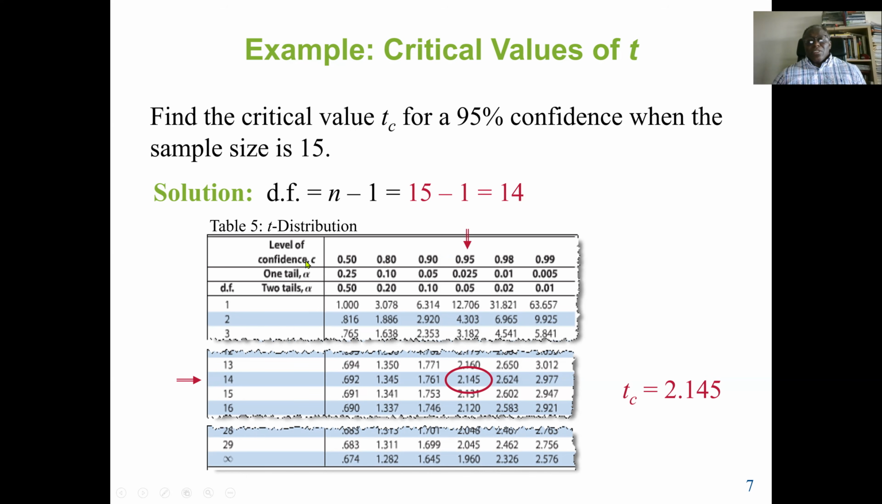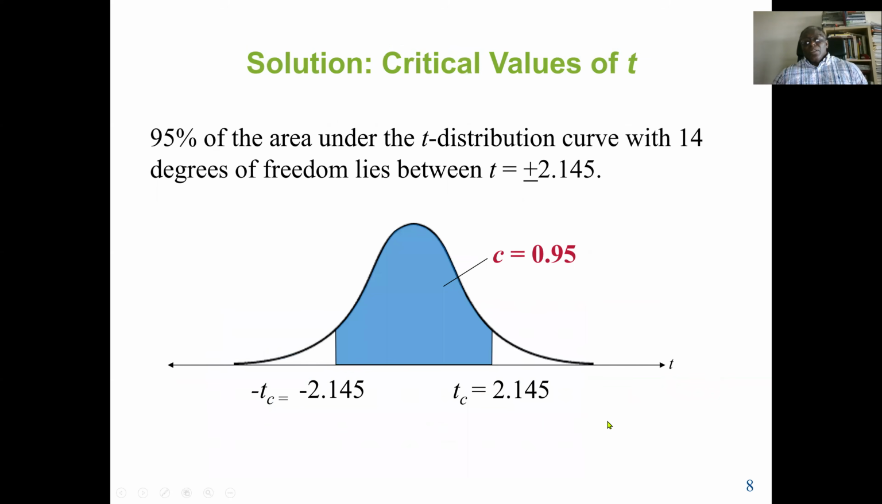Level of confidence, there are three rows: level of confidence, one tail and two tail. Then to the left, we have degrees of freedom. Then we have the p-values inside. So we know 0.95. So negative tc will give me negative 2.145, and tc will give me 2.145 also.